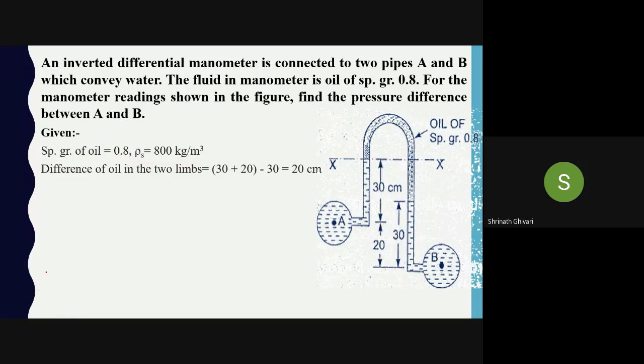Difference of level of manometric liquid. हम लोग मर्क्यूरी का ढूंढते थे ना वैसे ही. Okay. Then taking datum line at XX. So we are taking this datum line here.